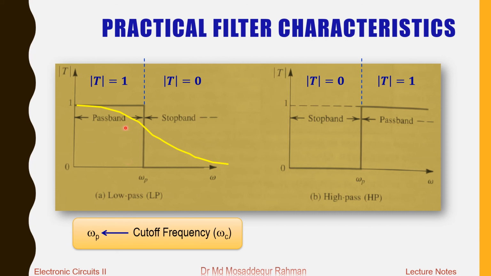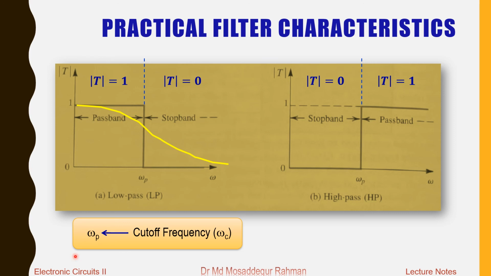An ideal filter will have 100% transmission in the pass band, but a practical filter will have less than 100% in most of the band. An ideal filter will have zero transmission in the stop band, whereas a practical filter will have much higher than zero. You have a non-zero transmission in the stop band, and in the transition from pass band to stop band there's no sharp transition.